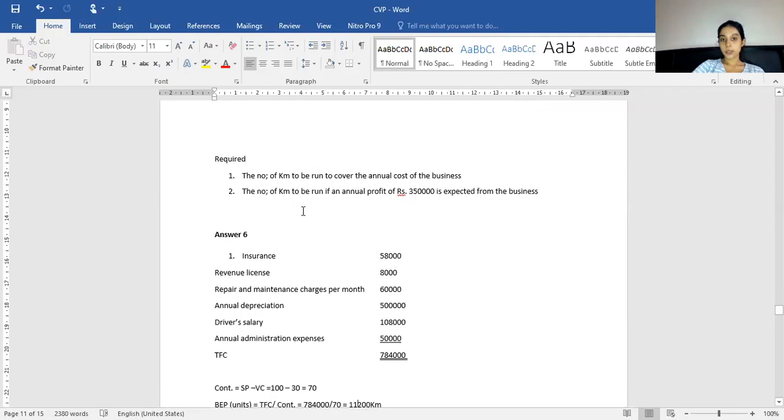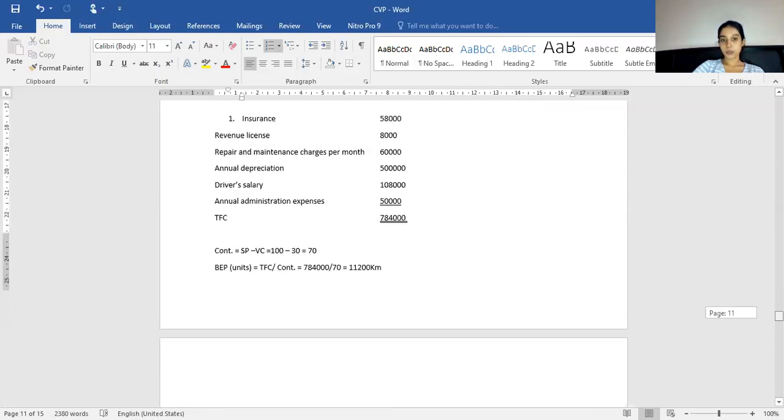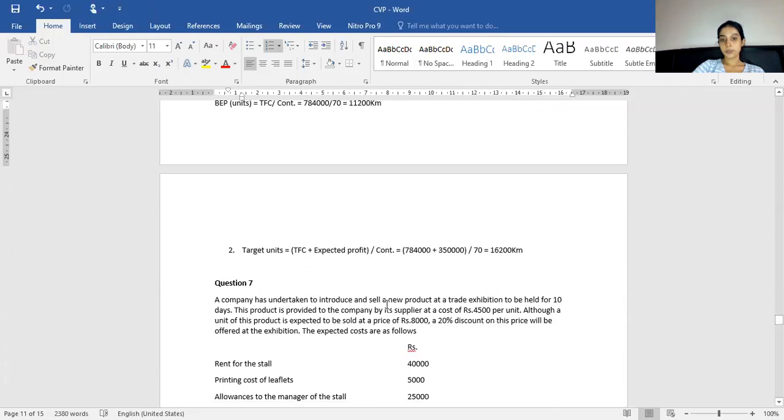The number of kilometers to be run if an annual profit of 350,000 is expected from the business. Okay, we can utilize this target in its equation. Total fixed cost, we identified that before, 784,000, and 350,000 of target profit divided by contribution 70. So what will be the target number of kilometers? 15,200. Okay.